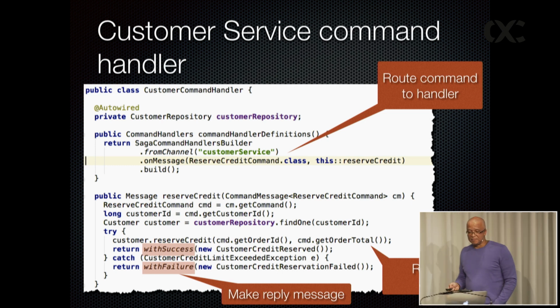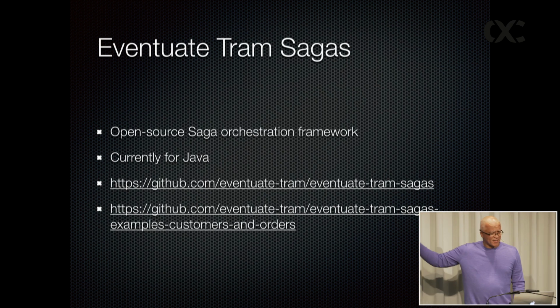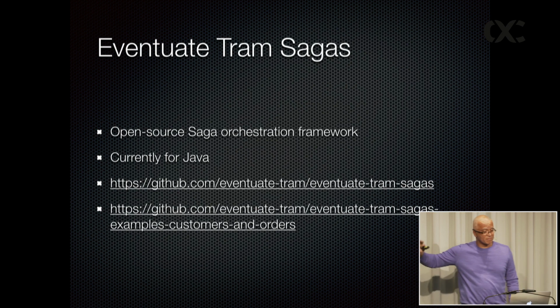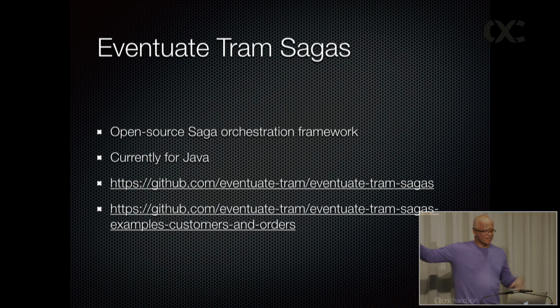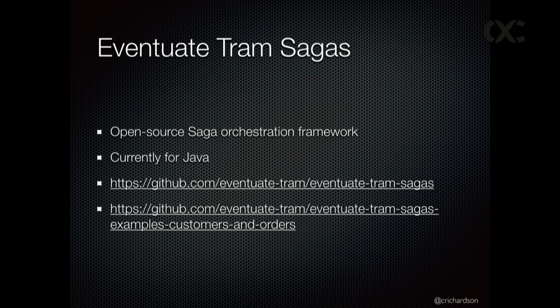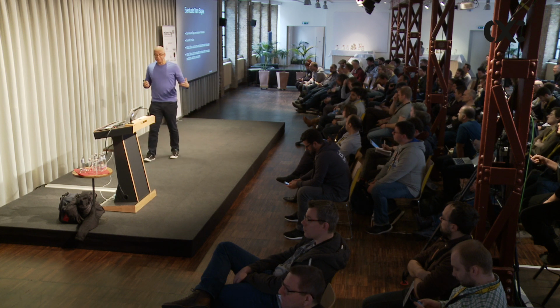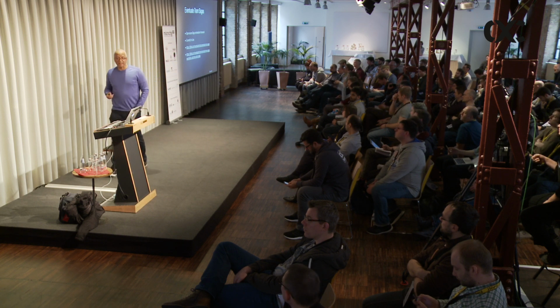So that's the step. Anyway, both of these examples are online. This particular one is using Eventuate Tram, whereas the Eventuate Tram Sagas examples are customers and orders. There are actually three different versions of customers and orders online. One is implemented using choreography and JPA. Another one is implemented using choreography and event sourcing. And then this third one is using orchestration and JPA. So go take a look at that.